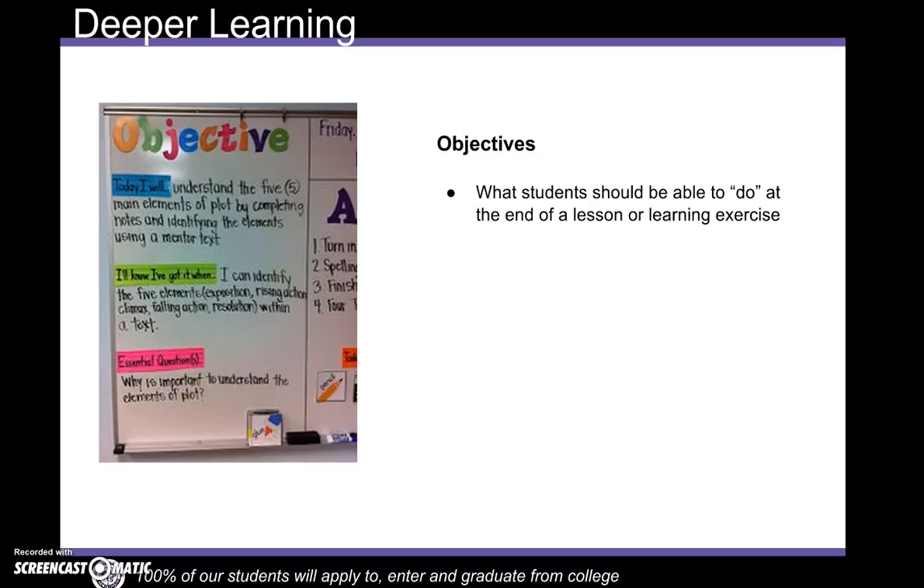The objective here says, "Today I will understand the 5 main elements of plot by completing notes and identifying the elements using a mentor text." This is a typical objective in an English class. The teacher hopes that by the end of this lesson or unit, this student is able to do this, and they'll usually give them a test in order to see whether or not they can.